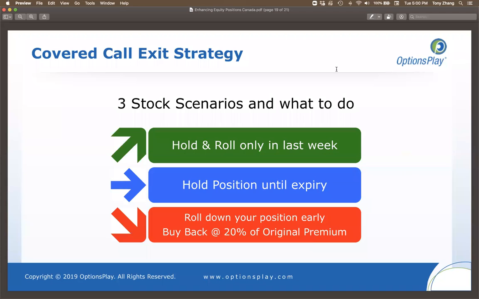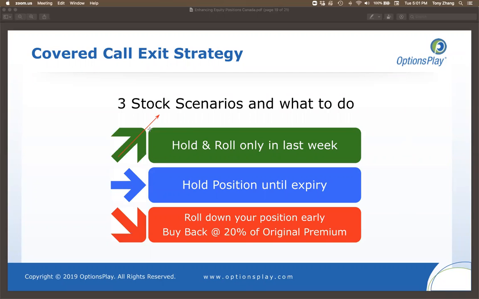So normally what we see is that when the stock rallies significantly, this is where most people tend to panic. When the stock rallies above your strike price, we tend to see people panic a little and say, I don't know what to do. So what we're trying to say is when the stock rallies significantly, you want to hold on to that covered call. You don't want to do anything early. What you want to do is wait till the last week. And if you need to roll that covered call, wait till the last week to do that.